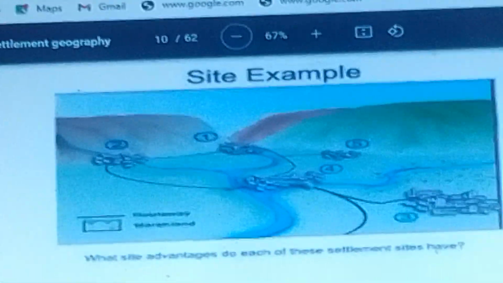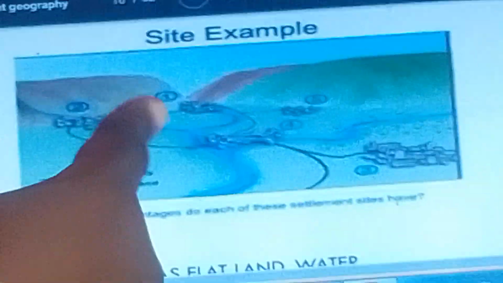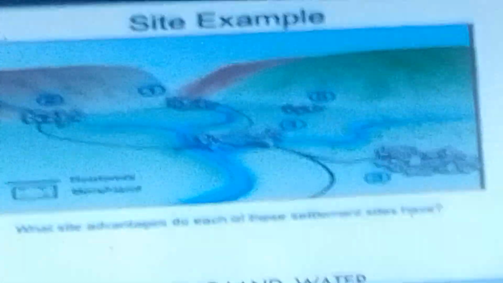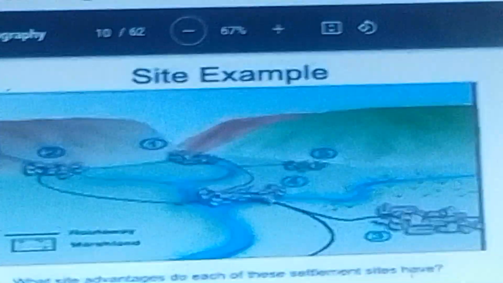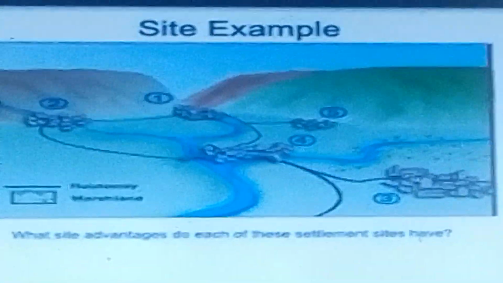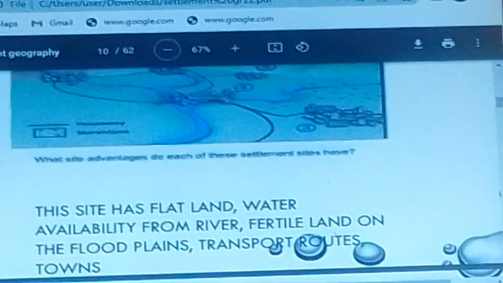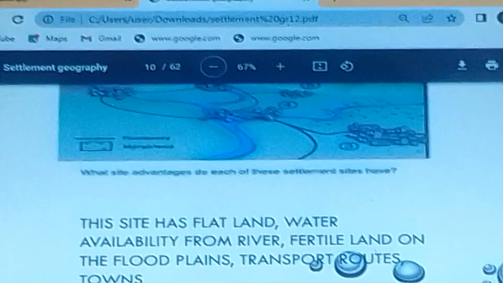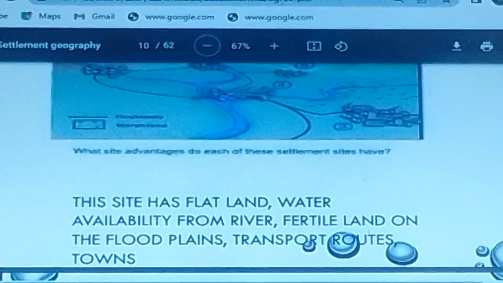This is an example of a site. If you see, the settlements are located here, at 3 there's also a settlement. What would be the influences there? Obviously, the influences, as you can see, are basically availability of water. And this site also shows that there is flat land available and transport routes.